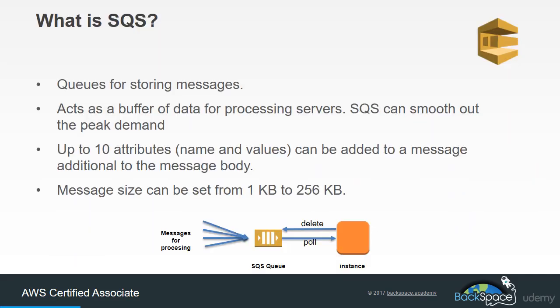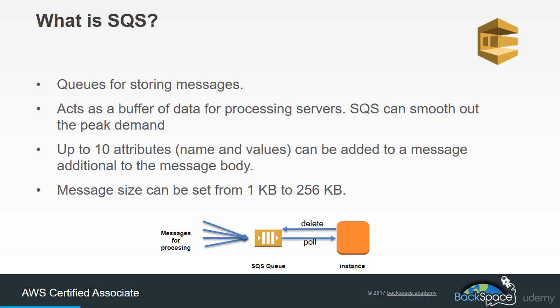SQS is a queue for storing messages, and it acts as a buffer of data for processing service. SQS can smooth out the peak demand. Up to 10 attributes, or name and values, can be added to a message additional to the message body, and the message size can be set from 1K to 256K.